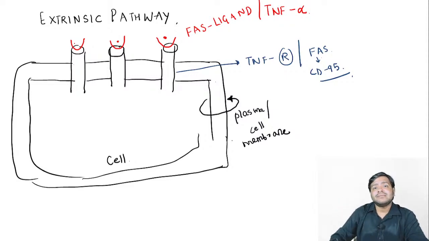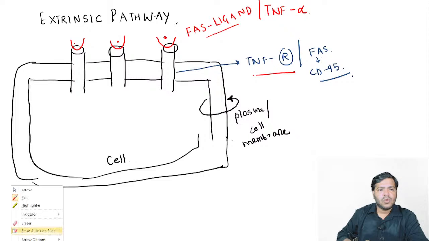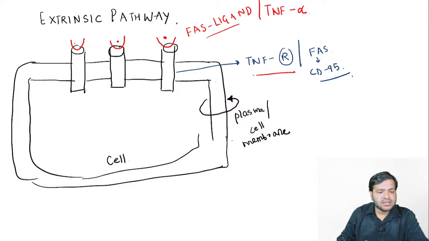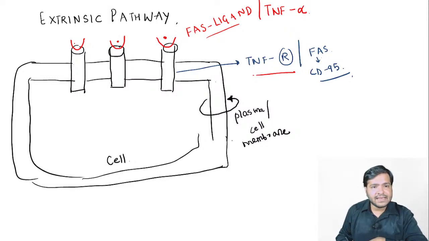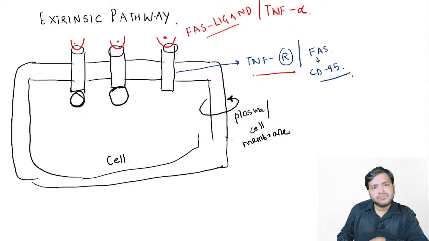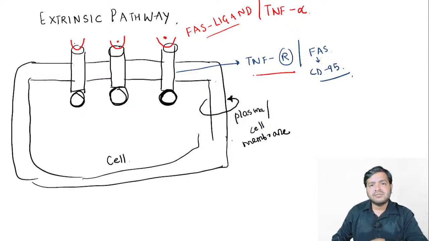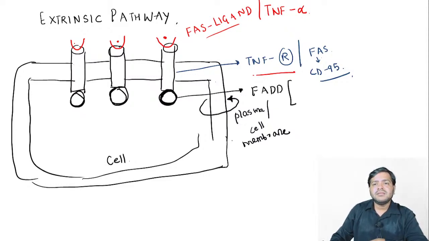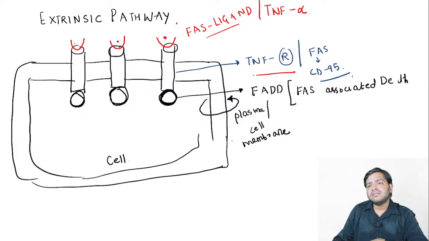Now what will happen as soon as these ligands and TNF alpha bind to these receptors? There is a structure present on the inner side of the cell membrane, on the inner side of these receptors, which will get activated. This is something which is called FADD, the Fas associated death domain.